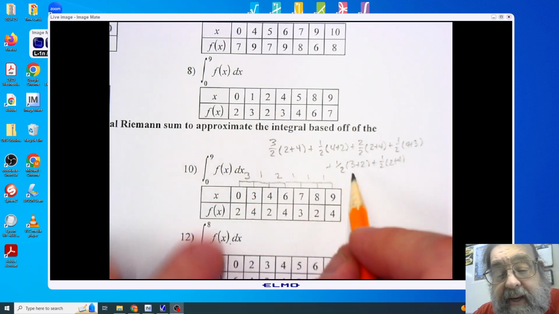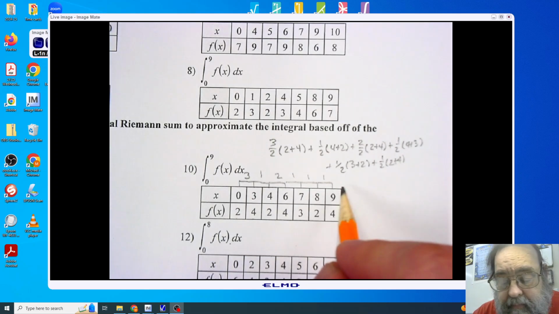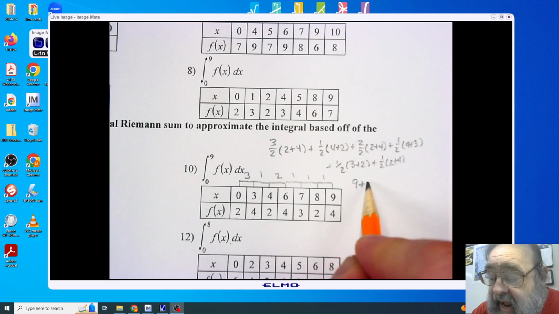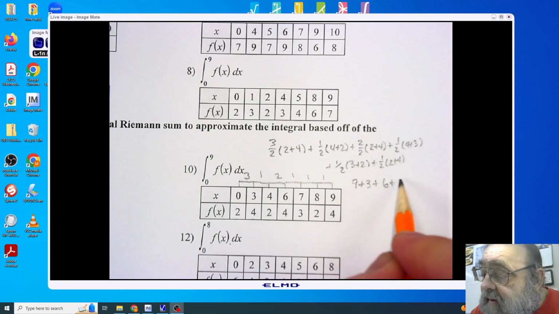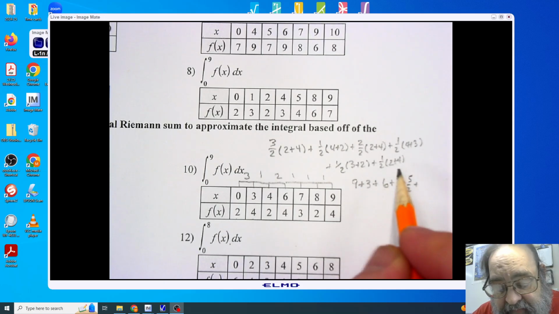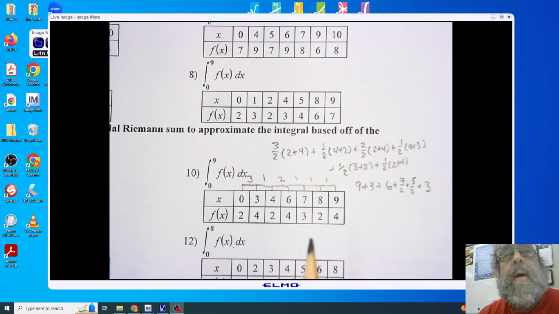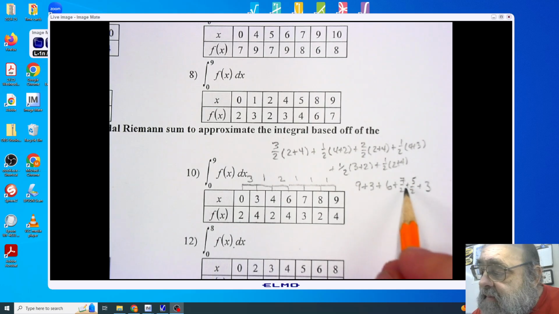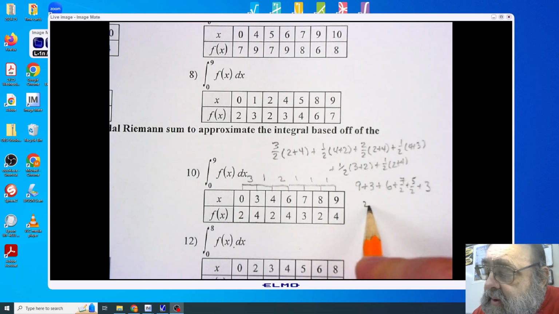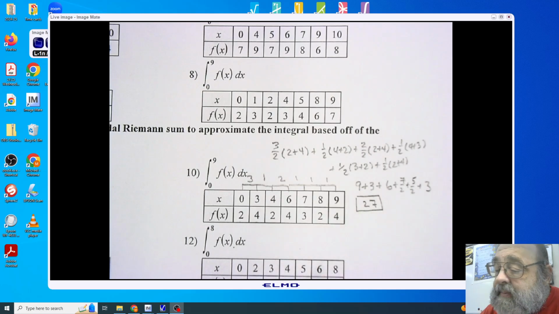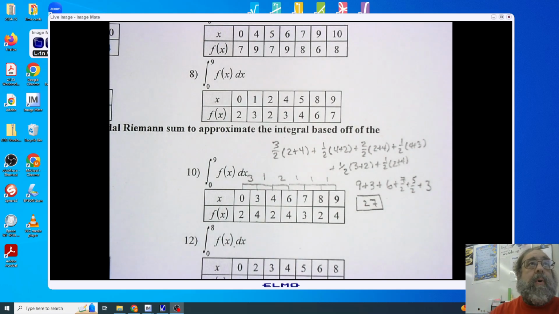You'll notice that I'm going to get a value of 9, and then I'm going to add a 3, plus a 6, plus 7/2, plus 5/2, and then 1/2 of 6 is 3 again. Now these are adding up to give me 12/2 is 6, and I can clearly see that I have 6 plus 6 plus 6 is 18, plus 9 makes 27. And that is my trapezoidal Riemann sum approximation based off of the chart given.